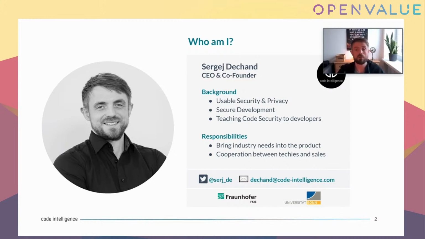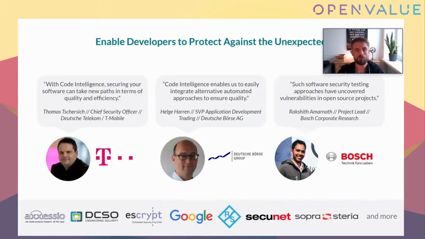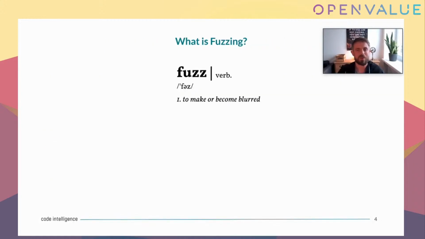And a few words about Code Intelligence. We are a spin-off of the research group for usable security of the University of Bonn. And basically, our goal is to enable developers to protect against the unexpected, and fuzz testing is one of the best approaches here. But just a little background.